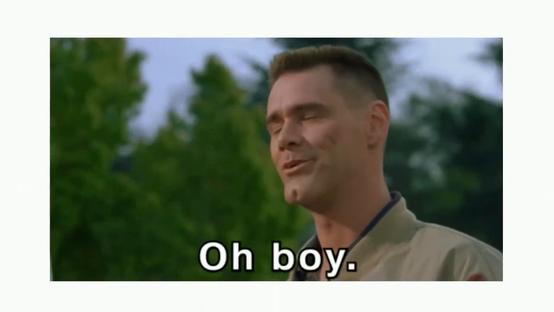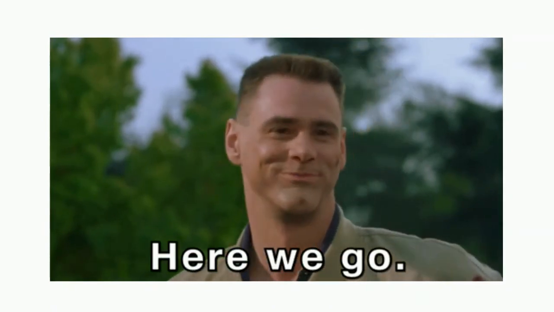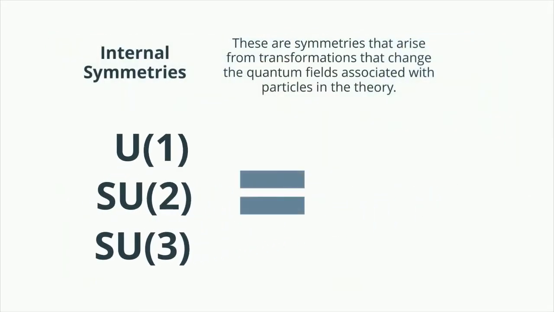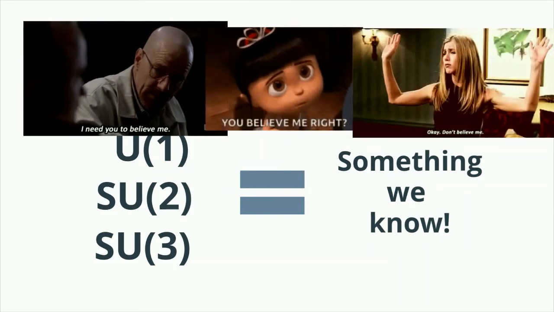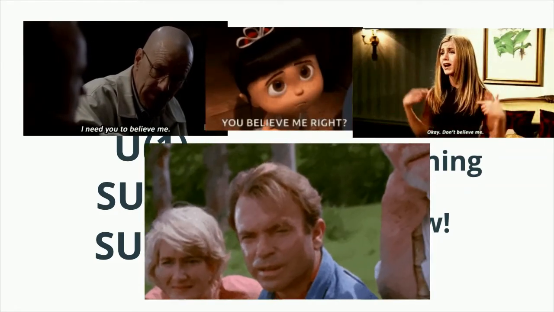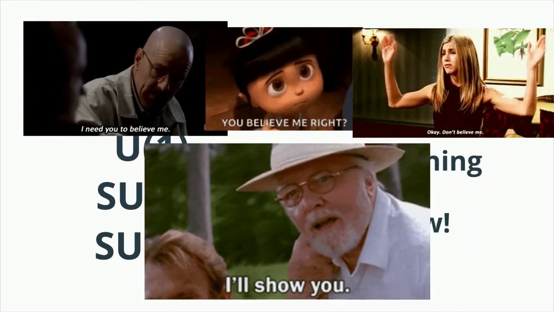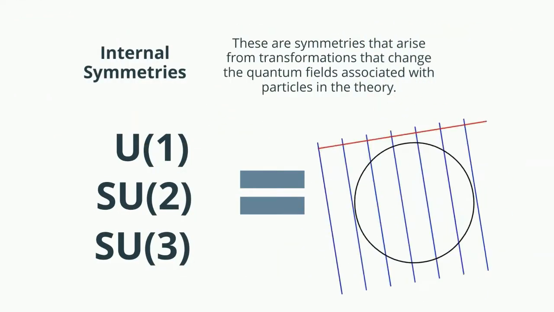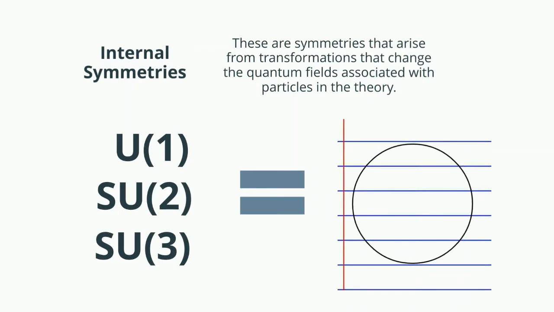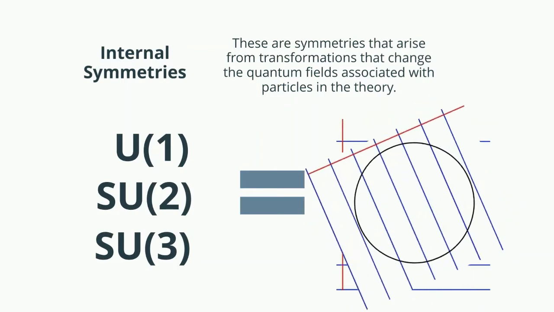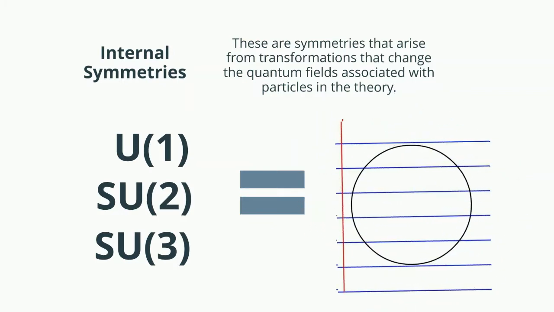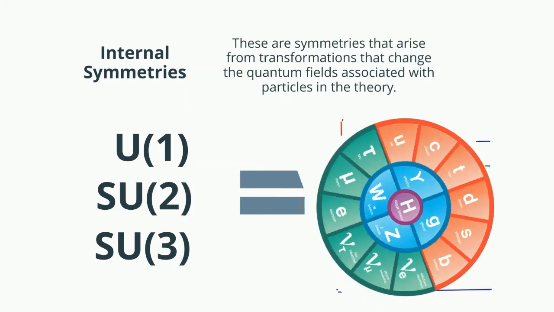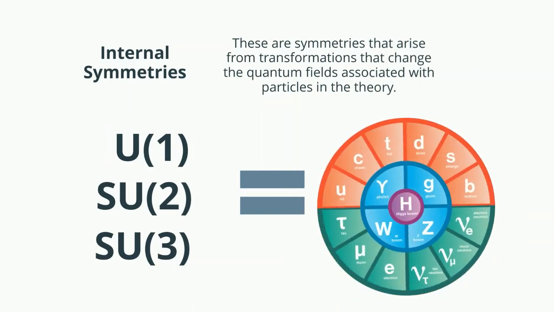Oh boy, that sounds really complicated. Only, would you believe me if I told you that we've already described all of the ideas necessary to understand what these weird names mean? Indeed, the internal symmetries of the Standard Model are simply three different kinds of rotations. That's right, just like how when we rotate a circle, its image does not change, when we rotate the quantum fields of the Standard Model in three different ways, the fundamental laws of physics do not change.